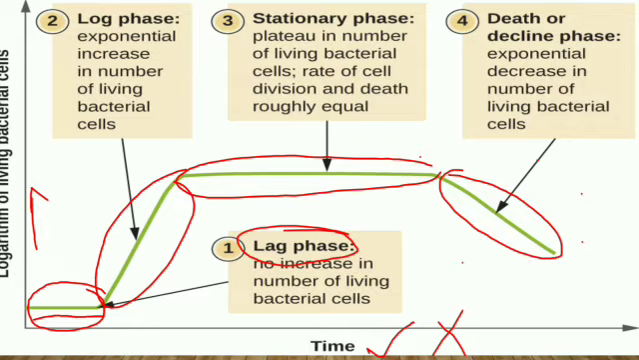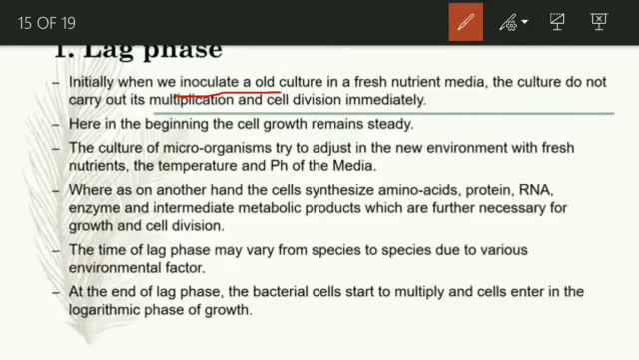Initially when we inoculate the old culture into a fresh nutrient medium, the culture does not carry out multiplication. That means no cell division takes place immediately. So in the beginning, the cell growth remains steady. There is no population growth here. The culture of microorganisms tries to adjust to the new environment. That is very, very important. New environment.